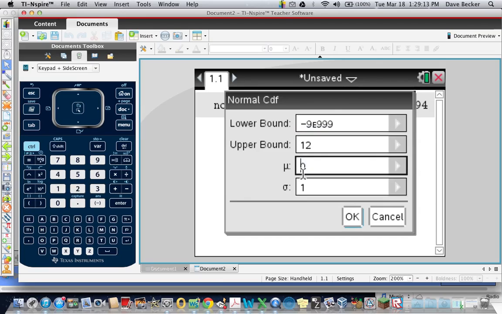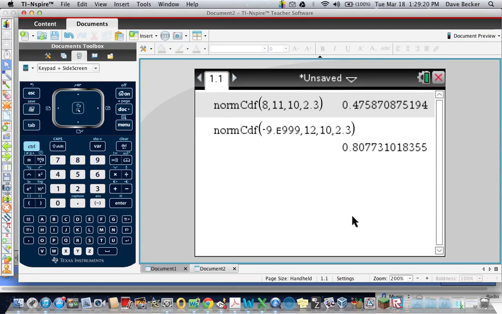Our mean, again, is 10. Our standard deviation is 2.3. Bing, bang, boom. Life is wonderful. We have 0.808. How great is that?